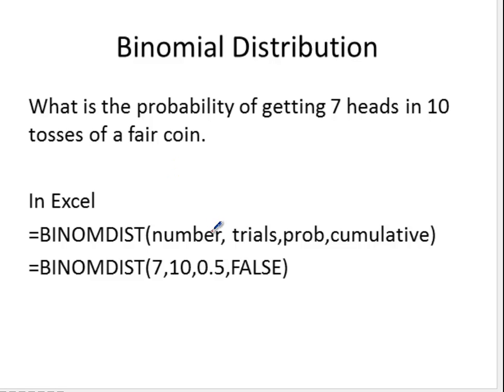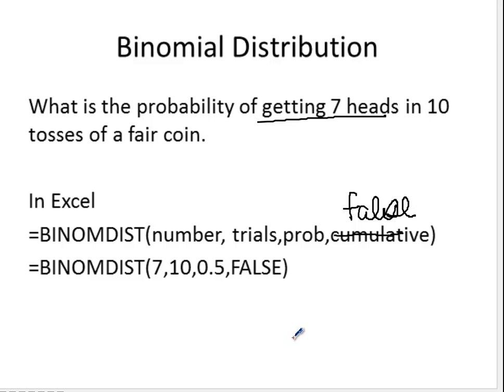So we're going to do this in Excel. And this is the generic formula for it. First, you got to figure out the number that we're interested in, the number of trials, the probability of success, and whether or not it's going to be cumulative. If we're looking at exactly 7 heads, we're going to call cumulative false. You have to put a word in here. It either has to be false or true.